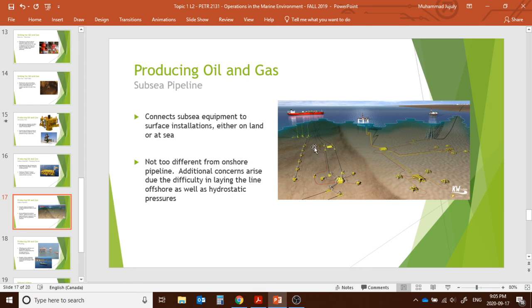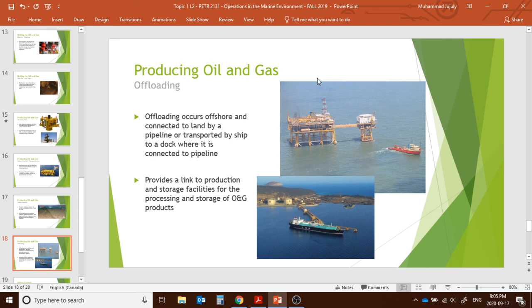It is not much different from onshore pipelines, but we take additional measures because seawater is highly corrosive and also has a lot of turbulence. It also has a huge hydrostatic pressure. So we take extra care in designing the subsea pipeline, especially regarding spillage, because if any subsea spillage happens, the consequences are very high. That is why we always take extra measures.